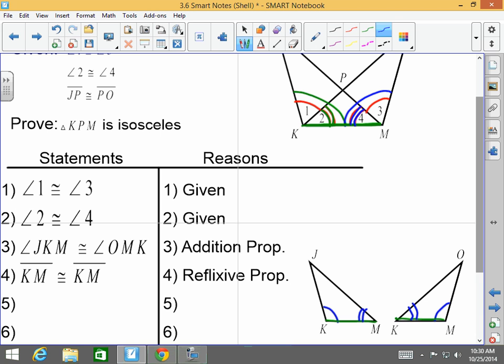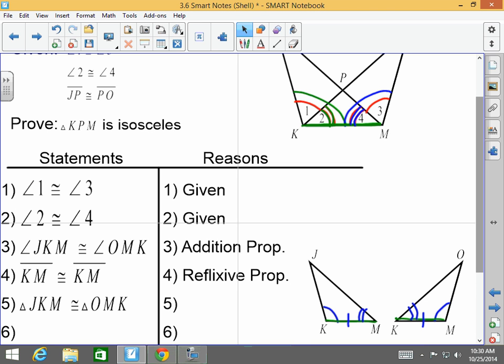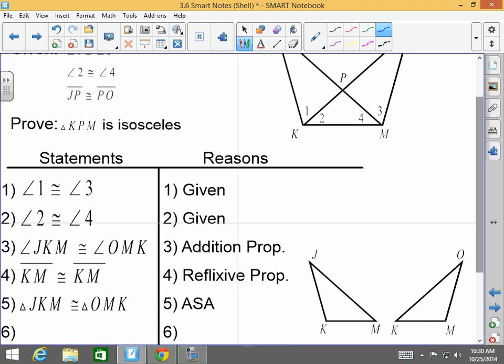And since we know that KM is congruent to KM because of the reflexive property, we can see clearly that triangle JKM is congruent to triangle OMK because of angle side angle. Now there's a lot of stuff going on here, so I'm not going to redo the proof. I'm just going to redo the drawing, okay? We know that angle 1 was congruent to angle 3. We know that angle 2 was congruent to angle 4. Right there, think about it.